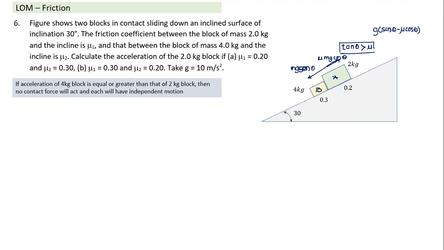So if they are kept some distance apart, what will happen? A will try to overtake B, but it cannot if they are placed in the same path. If the block on the rear side has higher acceleration, it will come and push the front block. So A will come and push block B. And the moment they come in contact, what will happen? They will exert a contact force.